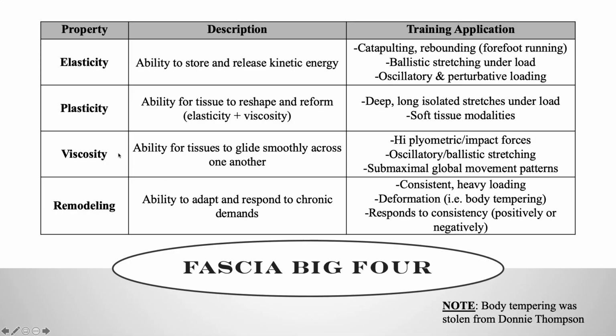Coming back around here to our big four: elasticity, plasticity, viscosity, and remodeling. So elasticity is the ability to store and release kinetic energy. With this, we're thinking about movements like catapulting, rebounding. Forefoot running is one that Thomas Myers emphasizes often. Ballistic type stretching, oscillatory and perturbative movement. But this is looking at more of the tendinous side of fascial tissue.